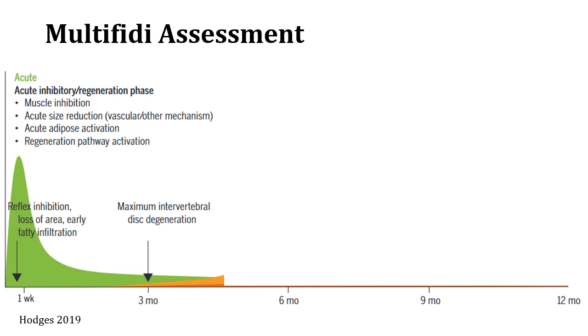And then around the 3-month mark, if this were otherwise to persist, there's maximal intervertebral disc degeneration that can occur due to the lack of stability segmentally.